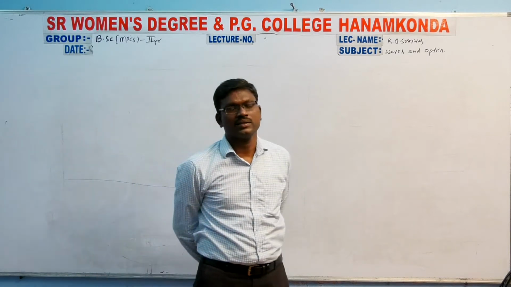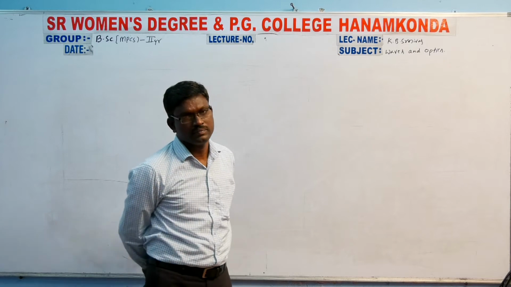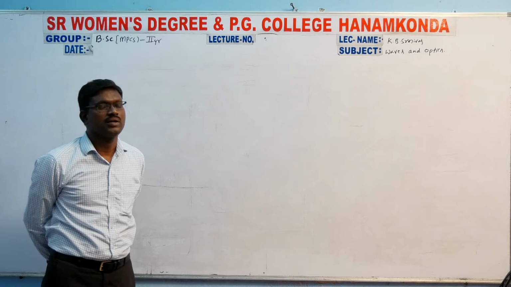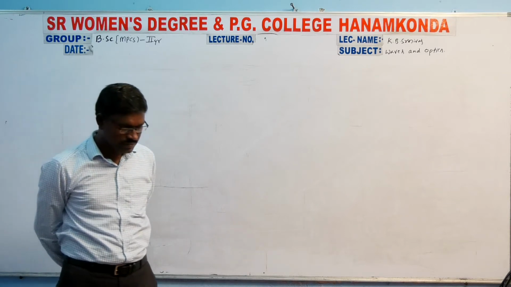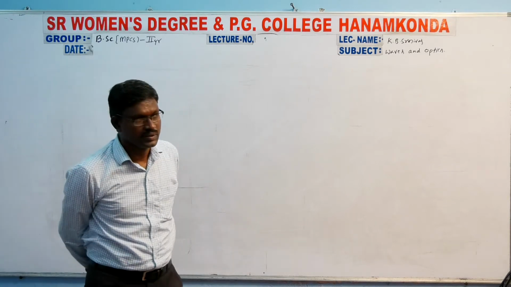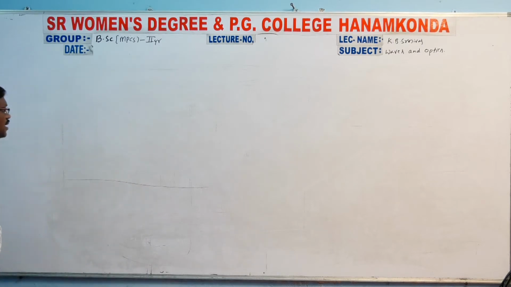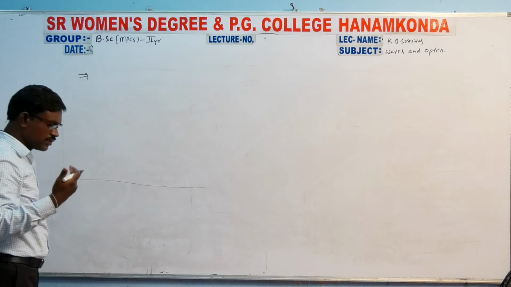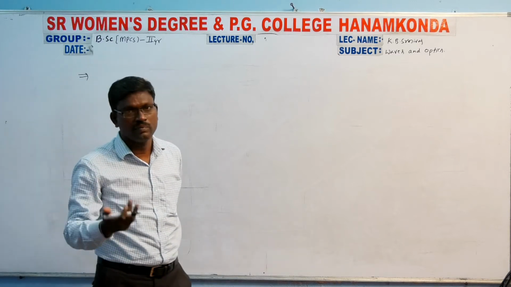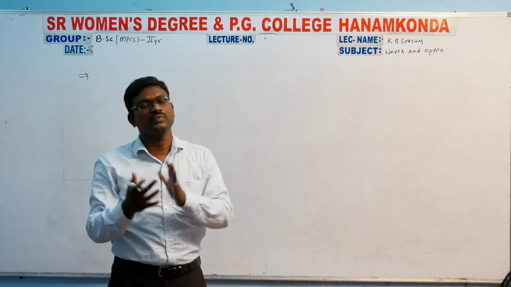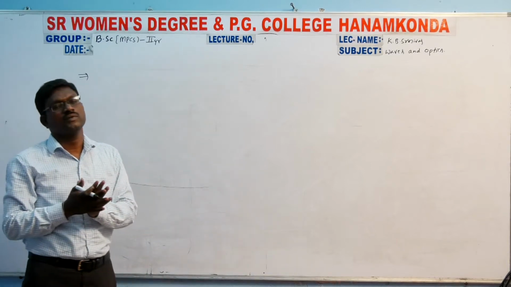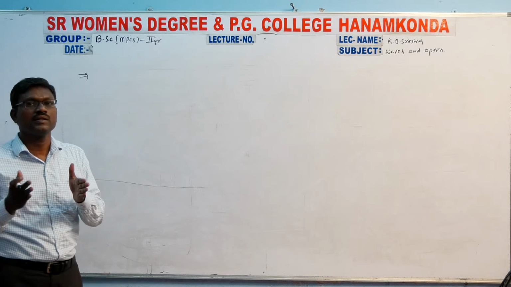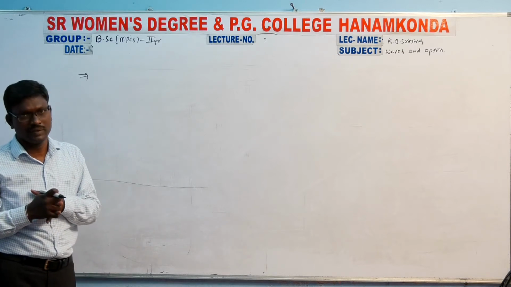The summary of the last lecture: we discussed the determination of the wavelength of a monochromatic light by using the Michelson interferometer. In the previous lecture I explained like this. First of all, we have to adjust the interferometer for circular fringes. After that, what is our aim? We have to calculate the wavelength of the light used in the experiment.